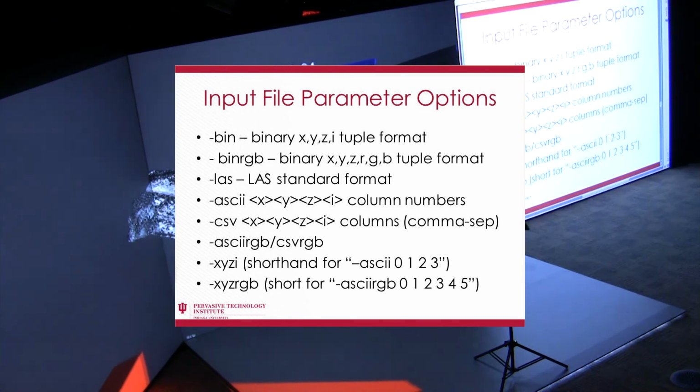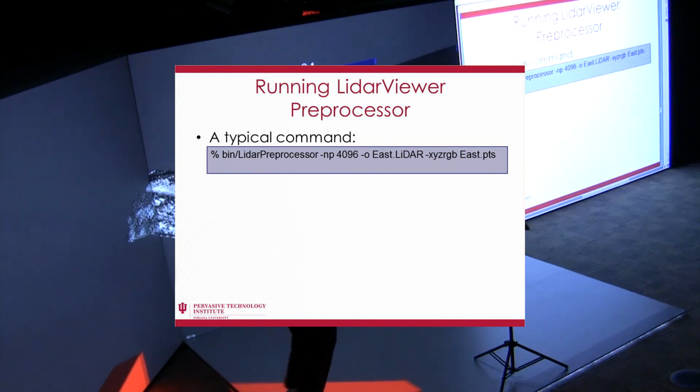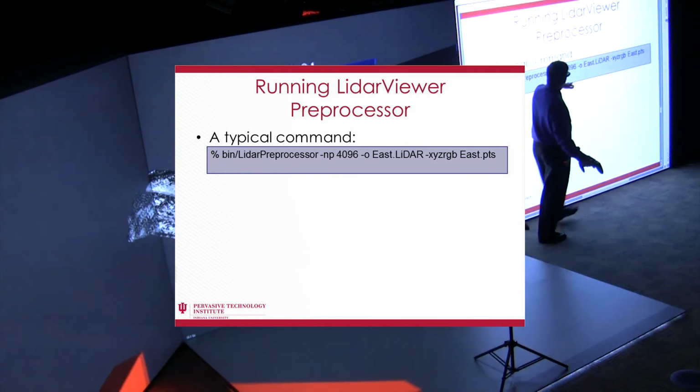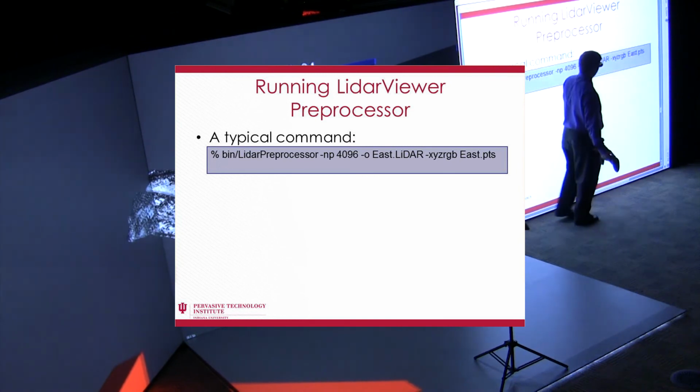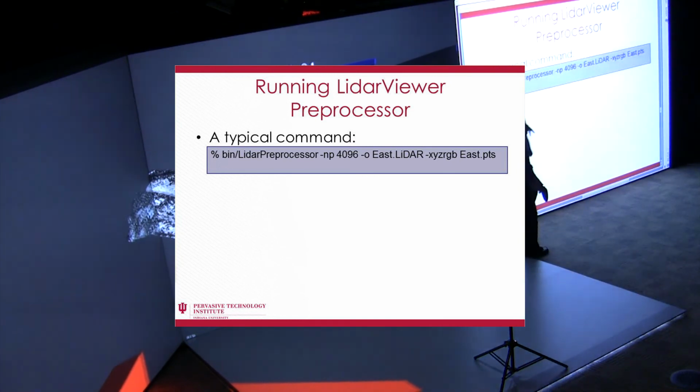So LAS is kind of a standard LiDAR format. It'll take just binary data that are in these four tuples, X, Y, Z, and intensity, and so on. Next, please. All right, here's the command to run the preprocessor. So say, for example, this is the output file. Say we just got a bunch of data in an ASCII format, and it's got color data, so it's just got six numbers in a row: X, Y, Z, red, green, and blue.